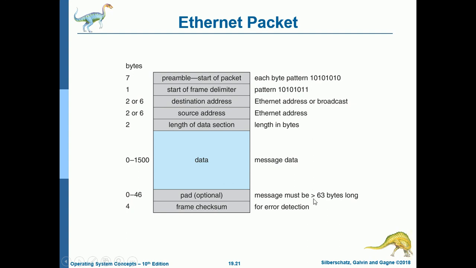The message must be greater than 63 bytes long. But if the message is already big enough, then the padding is optional. If the message is already that big, you don't need to apply the padding. And then 4 bytes are used for the frame checksum for error detection.